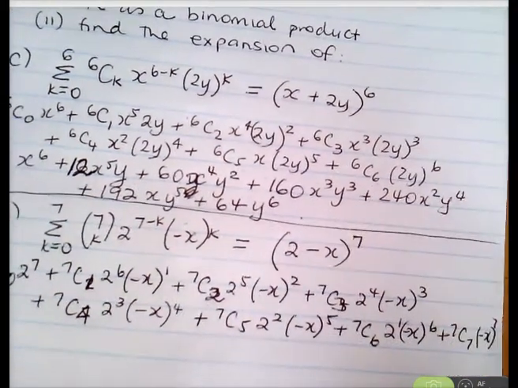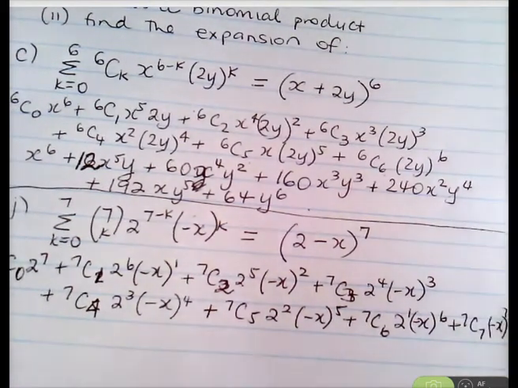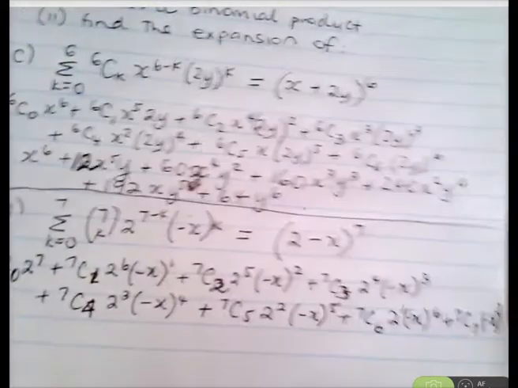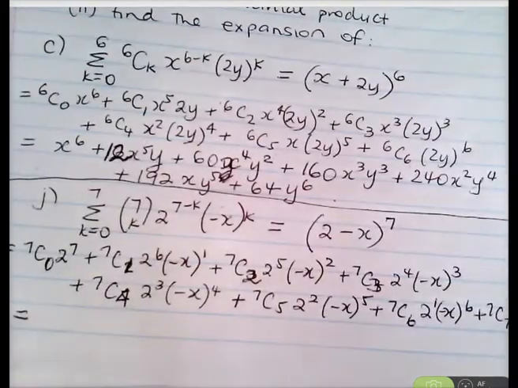Okay, and then just working that all out, we know 7 choose 0 is 1, so you've just got 2 to the power of 7.